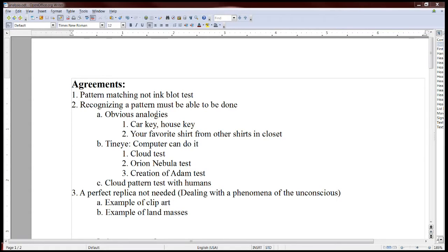Some of the obvious analogies: how can you recognize the difference between your car key and your house key? Surely you should be able to recognize the difference between those patterns. And therefore, if you can do that, you should be able to recognize fairly complex patterns. Another example, your favorite shirt from other shirts in your closet. How are you able to recognize them? If there are two t-shirts with the same texture, then obviously you must recognize them visually. And in order to do that visually, you must be able to recognize complex patterns. So we've established number two.